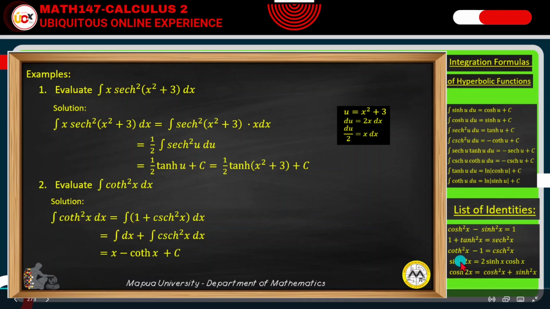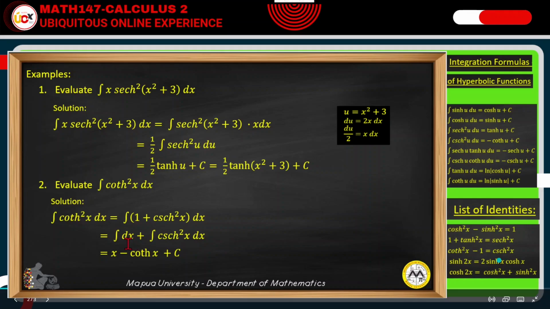So to solve for hyperbolic cotangent squared x, you transpose negative 1 to the other side. So we get hyperbolic cotangent squared x equals 1 plus hyperbolic cosecant squared x. So we replace this hyperbolic cotangent squared x by this identity, 1 plus the hyperbolic cosecant squared x. To integrate this, we separate it into two integrals by the distributive property. So you can write this as the integral of dx plus the integral of hyperbolic cosecant squared x dx.